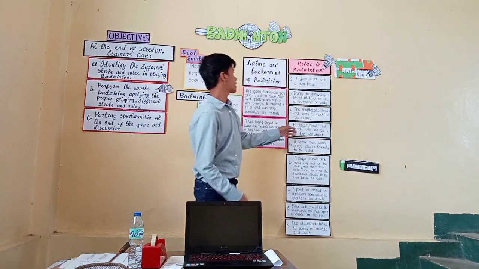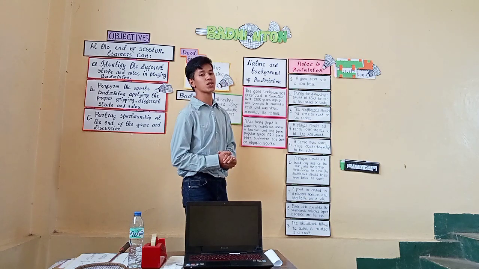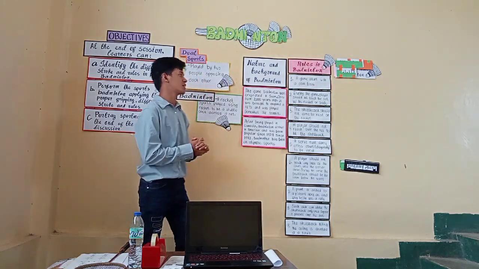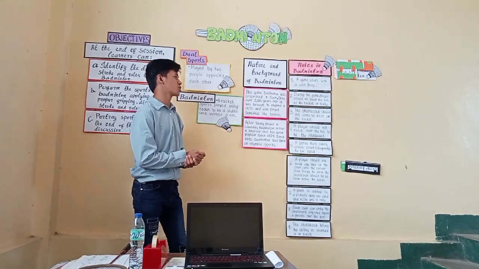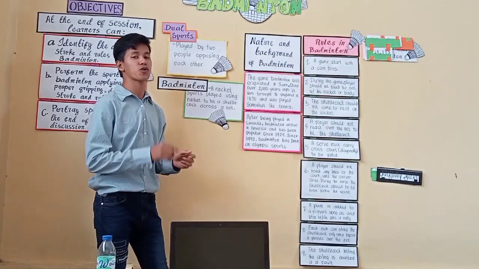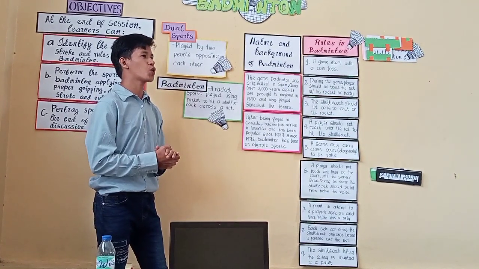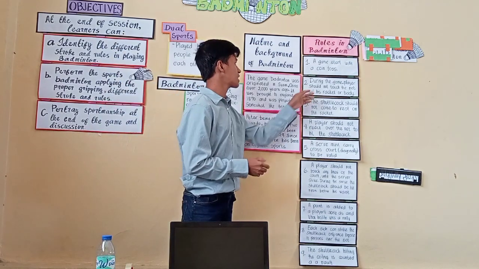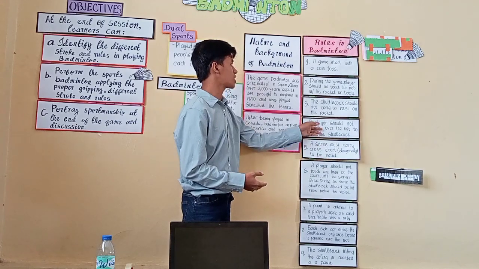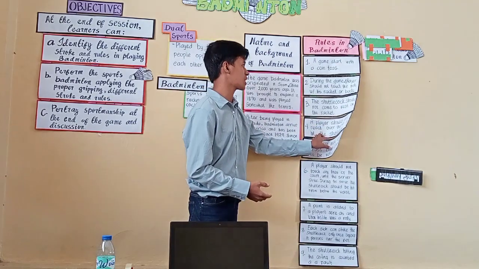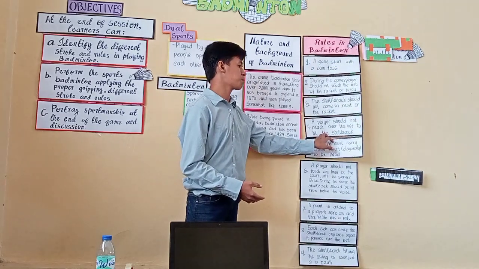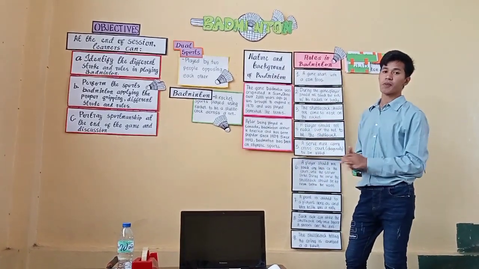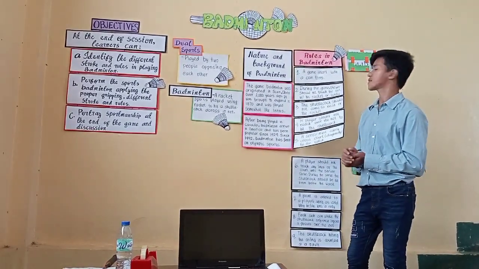So the first rule: a game starts with a coin toss. A coach or the referee will toss a coin, and the head will be the opposing team; they will start, deciding who will be the first to hand the shuttlecock. The second rule: during the game, a player should not touch the net with his racket or body. If the player touches the net with his racket or body, it is automatically a foul.